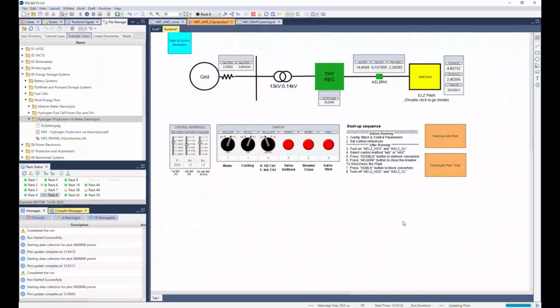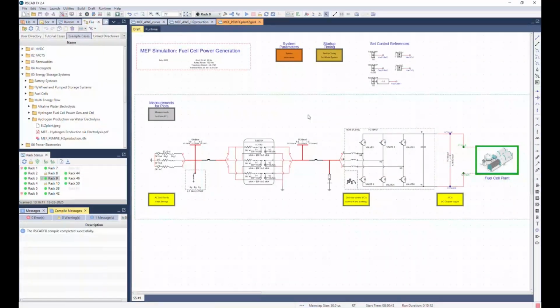Now let's have a look at an advanced hydrogen system. My next demonstration is a fuel cell power generation plant which generates power from stored hydrogen gas and feeds it to the grid. This system consists of a grid, a coupling transformer, power electronic interface and the fuel cell plant. Power electronic interface consists of a grid side converter and a DC to DC converter which is placed inside this fuel cell plant hierarchy box.